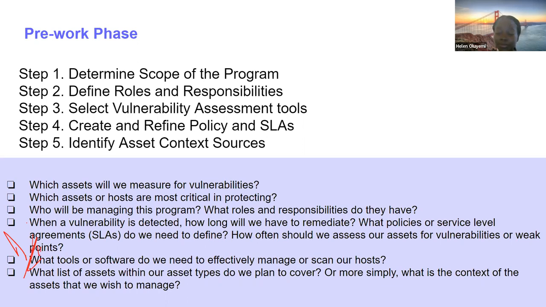And you have to create and refine policy and SLA. So does that mean that if server A has 5 critical, 4 high, and 10 mediums, are we okay with that? Or what is your policy saying? Is your policy saying that before you roll out to production environments, you have to fix critical and high, and you can still do with mediums, right? You need to understand the policy and SLA around that particular server.